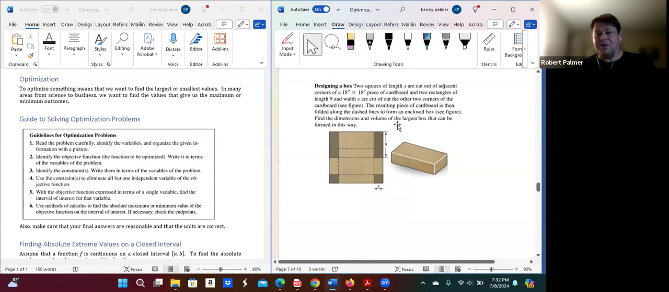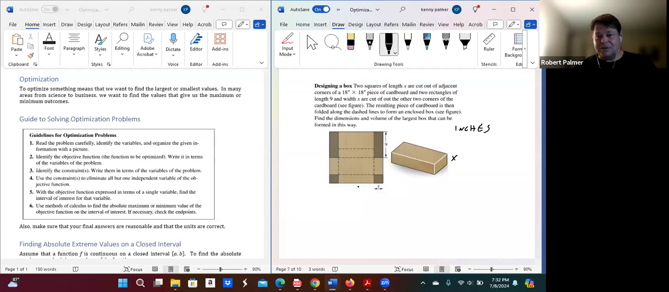Now, basically, we want to find the dimensions and the volume that give the largest box that can be formed in this way. So it's very much like the last problem. Same idea. Okay, let's think a bit about what our length, width, and height are going to be. So think about when we fold this box up, our height is going to be x. Okay, these are all in inches. I'll just use the picture they give us to help us out.